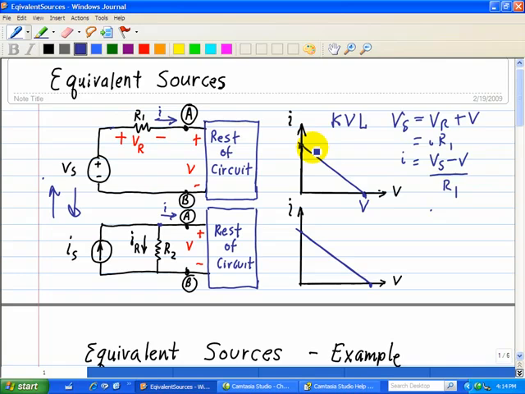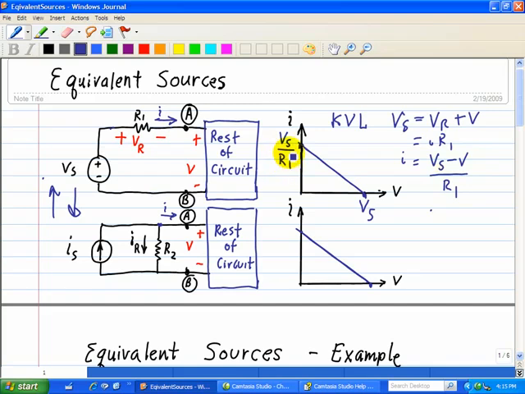So this is an equation of a line with a negative slope, and we want to see where it intercepts. When we set I equal to 0, where does it intercept on the V-axis? It intercepts when V is equal to Vs. Now we're going to look at when the voltage is 0. When the voltage is 0, the current is just Vs divided by R1.